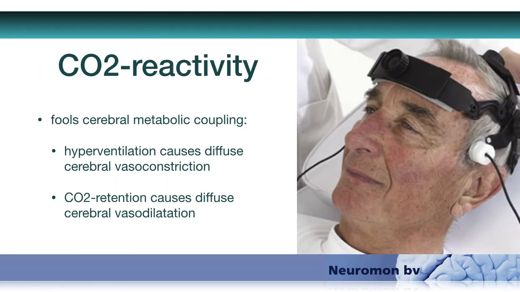In human subjects, the effect of metabolic coupling can be demonstrated by performing a CO2 reactivity test. Subjects are asked to perform a period of forced breathing or hyperventilation, causing a drop in blood carbon dioxide, or they are asked to do a CO2 retention test by rebreathing in a closed compartment, for instance in a plastic bag, causing blood carbon dioxide to accumulate within the body.